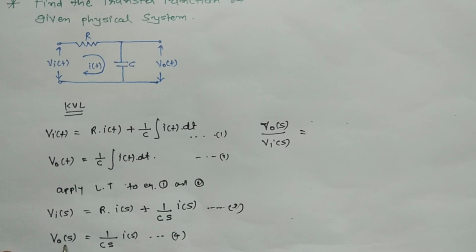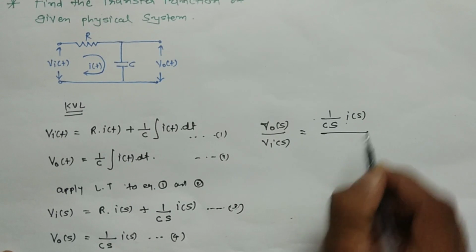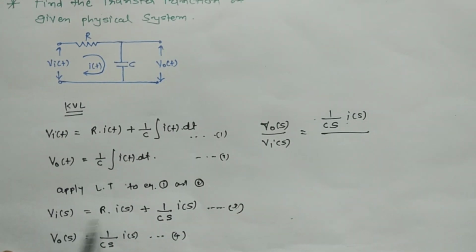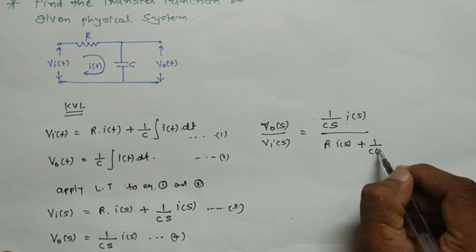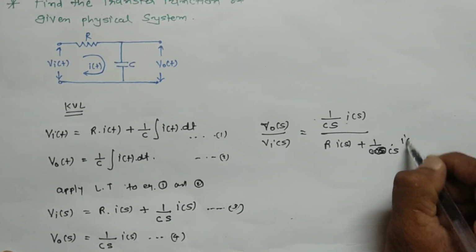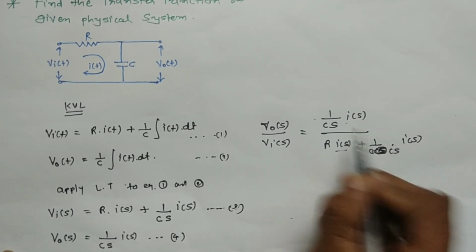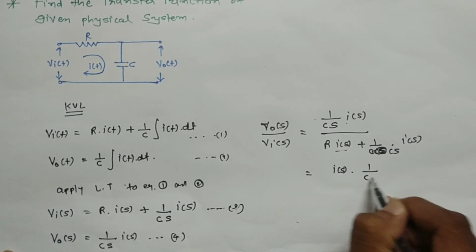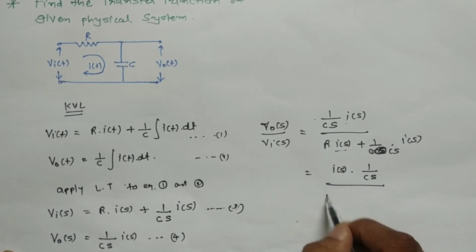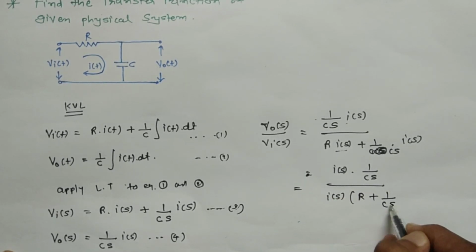Now, put in the values. V0 of s is 1 upon Cs I of s, upon Vi of s, which is given by R I of s plus 1 upon Cs into I of s. Now, in the numerator and denominator, the I of s term is common, so here we have 1 upon Cs upon I of s common, and R plus 1 upon Cs.